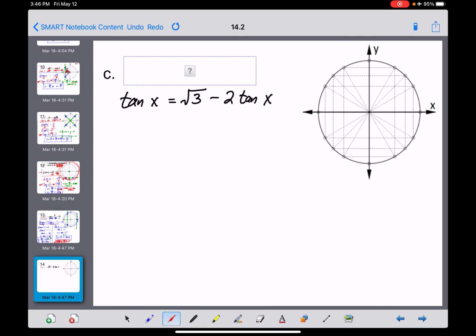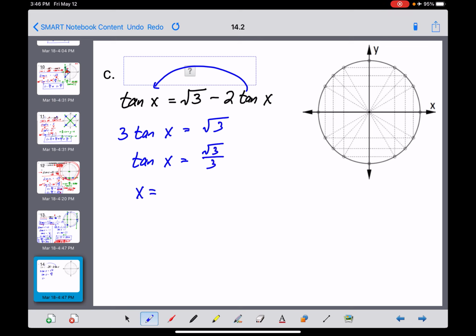All right, guys, last example. Let's take it home. This one might actually be easier than the last one. Okay, let's get our tangent terms together. So I'm going to bring this guy over here. Adding that 2 tangent of x to the tangent of x is going to give us 3 tangent of x equals root 3. We'll divide by 3 on both sides and get tangent of x is equal to root 3 over 3. And then when we take the inverse tangent now, we're going to get x is equal to the inverse tangent of root 3 over 3.